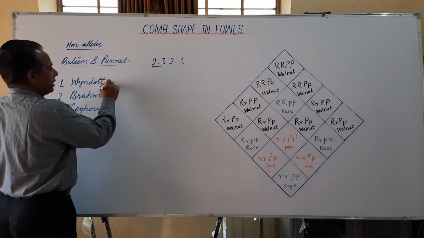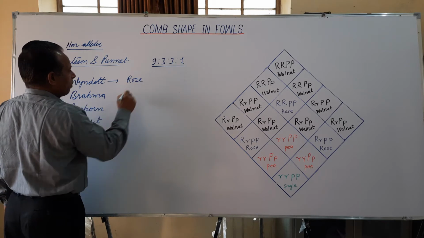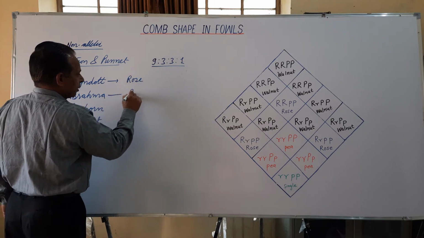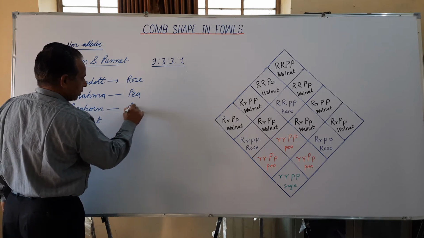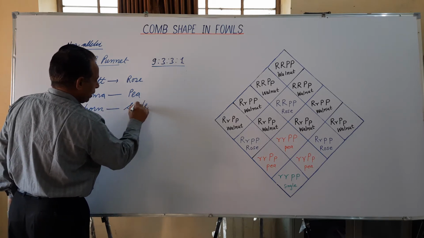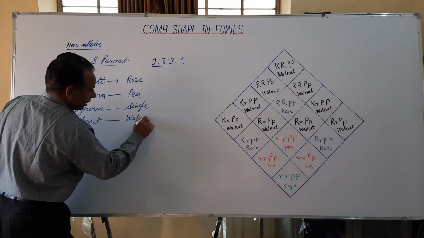The Wyandotte breed has a rose-shaped comb, Brahma, pea, Leghorn, single, and walnut-shaped comb.